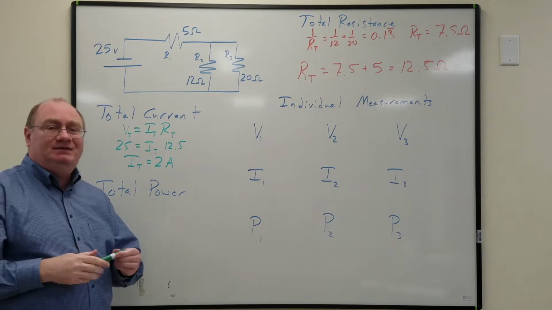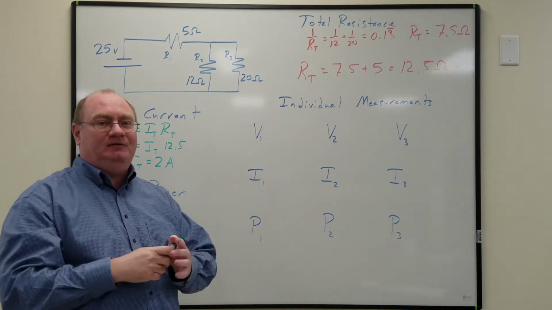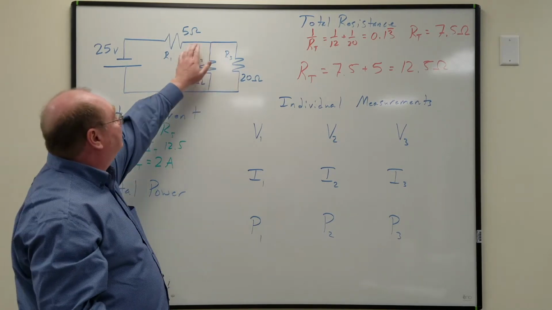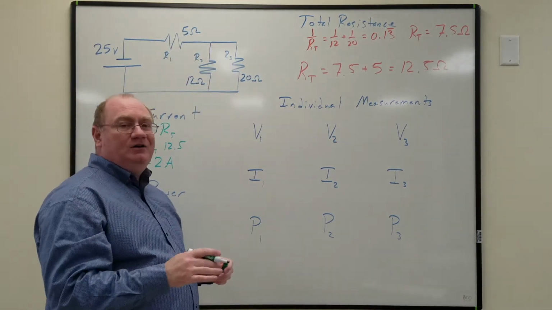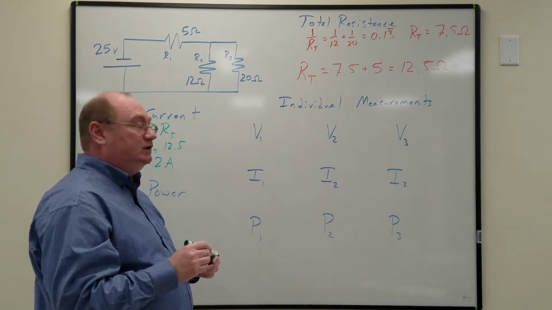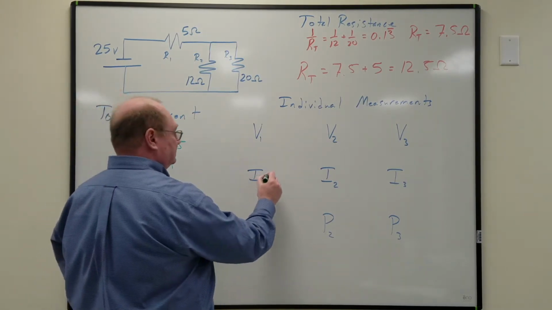Now, at this point, we have to do what I call follow the magic finger around a little bit. So the current comes out, splits, and then comes back together. The current has to go through the 5 ohm resistor, so I automatically know that the total current going through that is 2 amps.